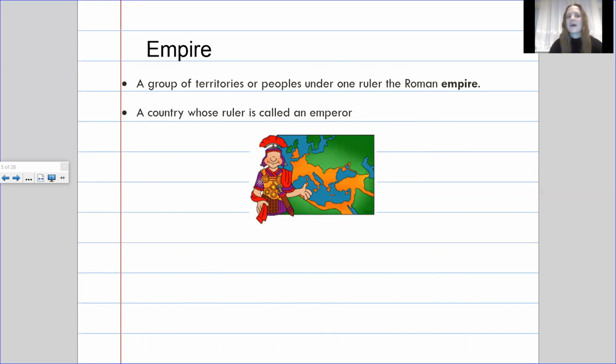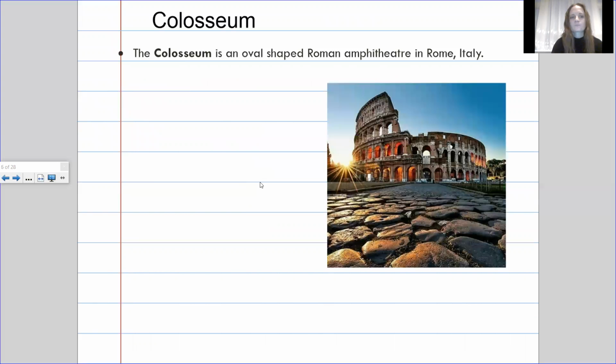An empire. An empire is a group of territories, which is a kind of areas, little areas and places, or people that are all under one ruler. So we have the Roman Empire. So it was different groups of areas, all under the rule of one person. A country whose ruler is called an emperor is an area that we call an empire. So a country whose ruler is called an emperor is an empire.